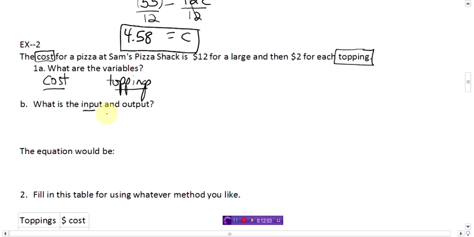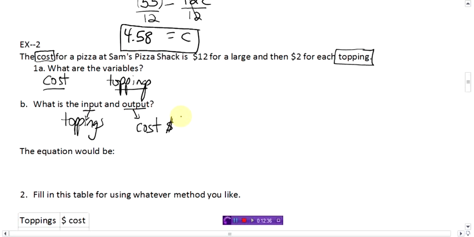What would the input be in this little situation here? The input is toppings. Because it's the number of toppings that we order that's going to spit out what our cost is. So based on the number of toppings, we'll get our output, which is the cost in dollars.